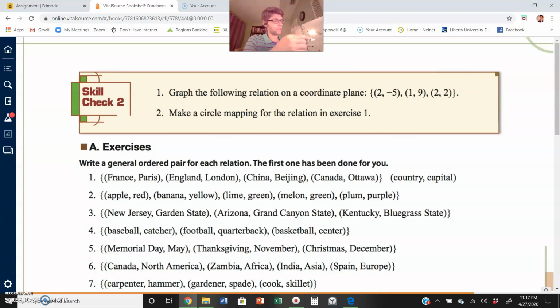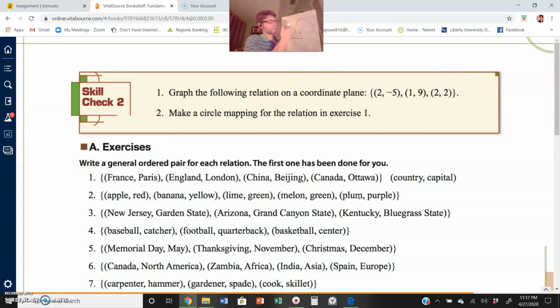Now, that's a coordinate plane. So hopefully you did this, not a circle map. Number 2 is to make a circle map. So let's look at number 2. A circle map is going to be your smiley face, right? You don't have to draw a smiley face, okay, if you don't want to, but I do.